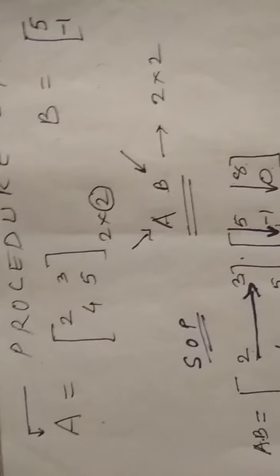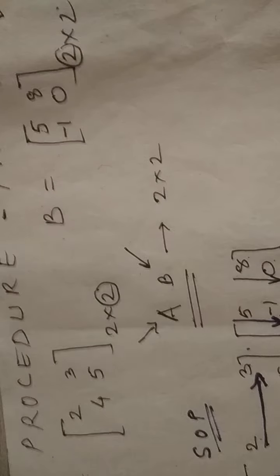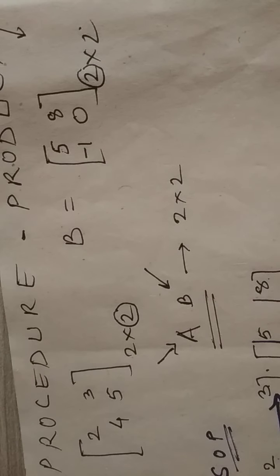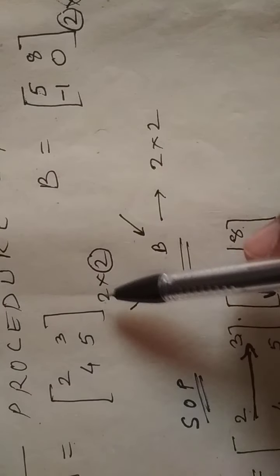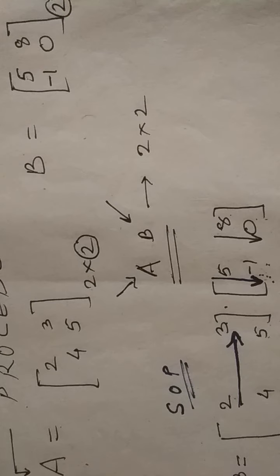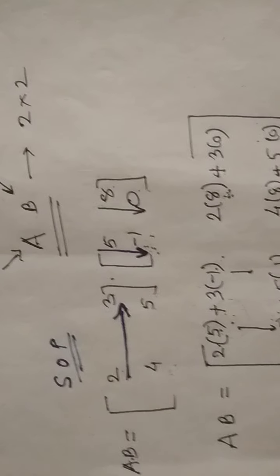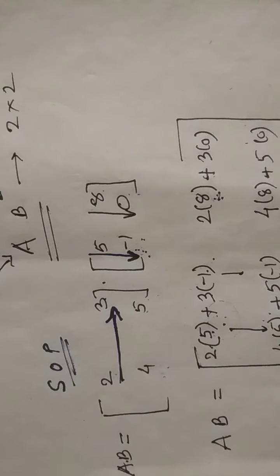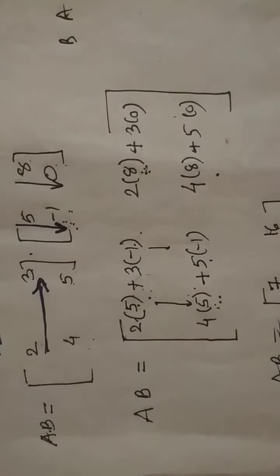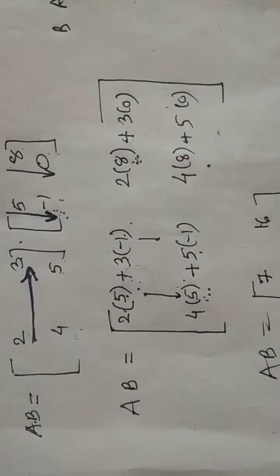You can try BA, because if you consider the number of columns of B and the number of rows of A, they are the same. Hence again a 2 by 2 matrix will be possible. I leave it up to you to find the product BA. And let us also find out whether BA will be equal to AB. If they are equal, then we will say that the product is commutative.